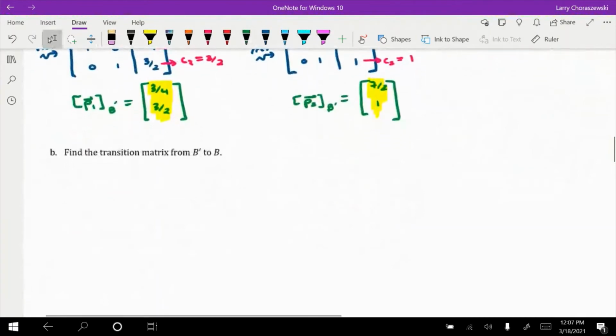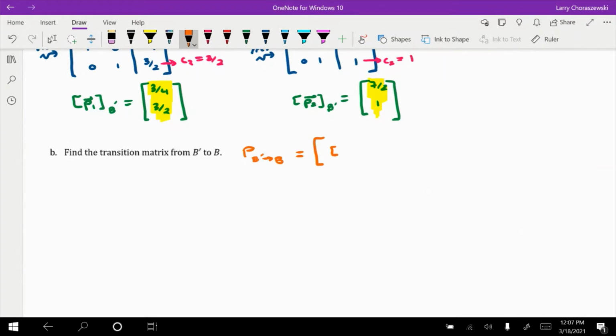So I'm going to give you guys a chance to build one of these transition matrices from scratch. It says find the transition matrix from B prime to B. This is a transition matrix that takes us from the new basis to the old, which we'll write as P sub B prime to B. And I'll get you going with this by modifying the formula from the last page.